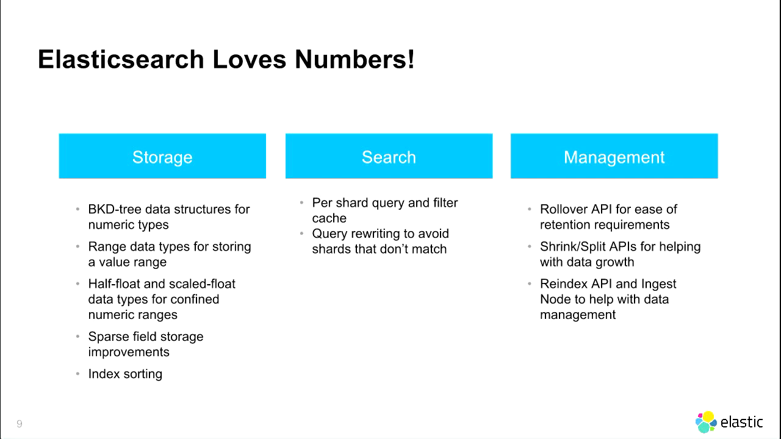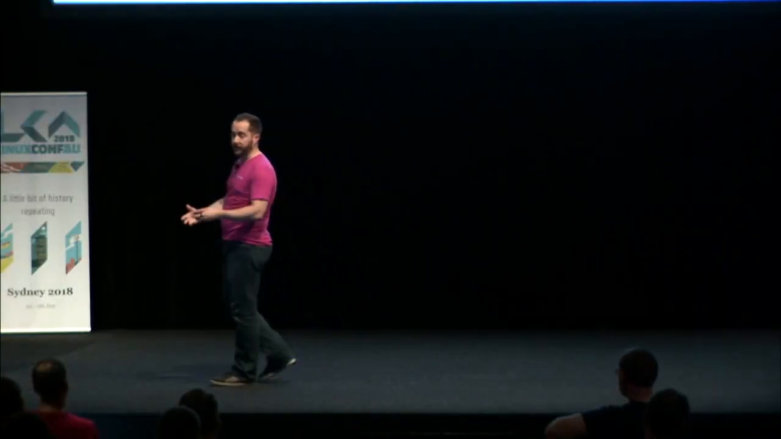Sparse field storage is often the case with metrics. Some metrics have some values, some metrics don't have some values for various measurements. We can store that very efficiently nowadays. Index sorting: if you want to store your data in a particular order, by timestamp, or a particular value of some metric, you can store it on disk in that structure so that when you search on it, it's very efficient to retrieve it based on that order.